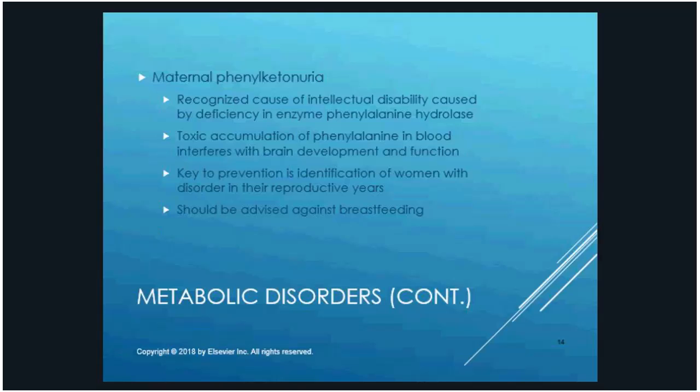So maternal phenylketonuria is recognized as a cause of intellectual disability, caused by a deficiency in the enzyme phenylalanine hydroxylase. Toxic accumulation of that substance in the blood interferes with brain development and function, and the key to prevention is to identify women with the disorder in their reproductive years. A woman that has it should be advised against breastfeeding.